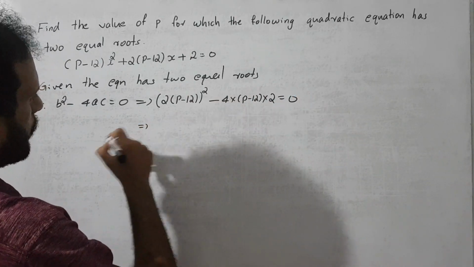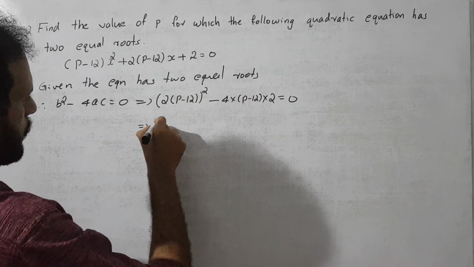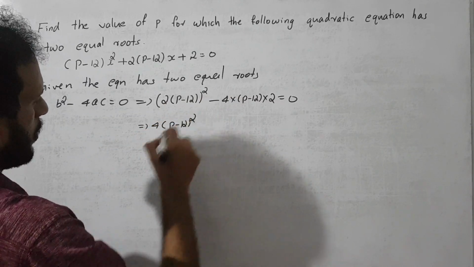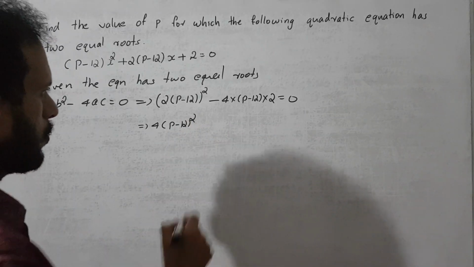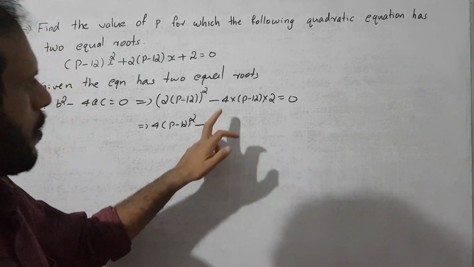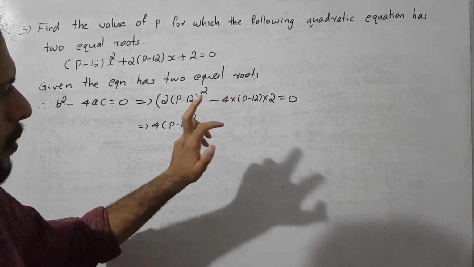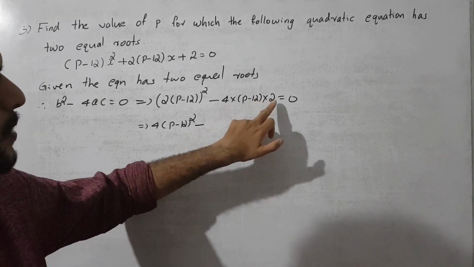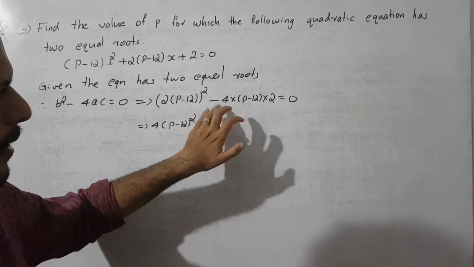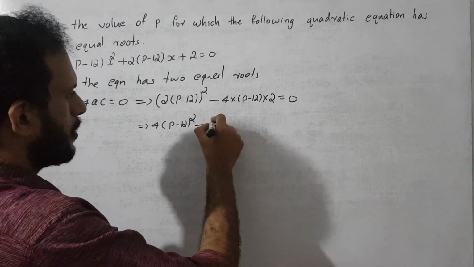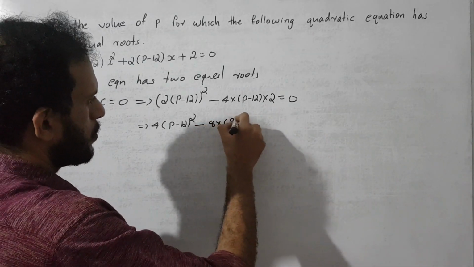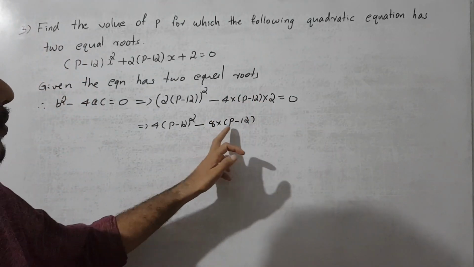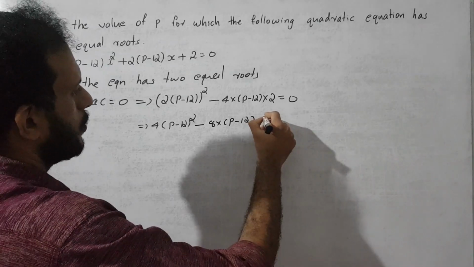Then what we get? 2 square is 4 into (p minus 12) whole square, correct? Then minus 4 into (p minus 12). Then we multiply one by one. 4 into p, 4p. First we multiply these two numbers, then after we multiply inside the bracket. Okay, 4 into 2 is 8. Then 8 into (p minus 12). If you multiply the bracket first also, that's correct. Then 4 into (p minus 12) is equal to 0.